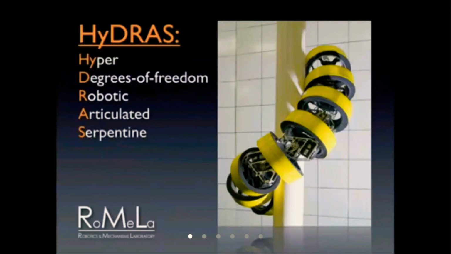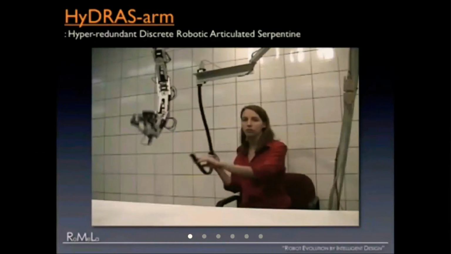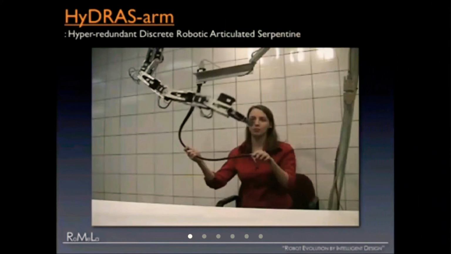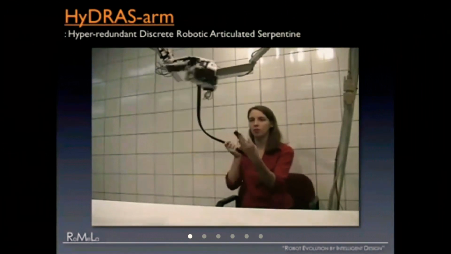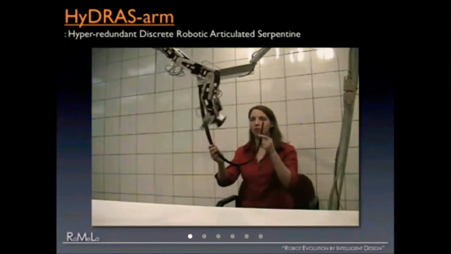This robot is actually a family of snake robots that we call Hydras, Hyper Degrees of Freedom Robotic Articulated Serpentine. This is a robot that can climb structures. This is a Hydras arm. It's a 12 degrees of freedom robotic arm. But the cool part is the user interface. The cable over there, that's an optical fiber. And this student, probably the first time using it, but she can articulate in many different ways.